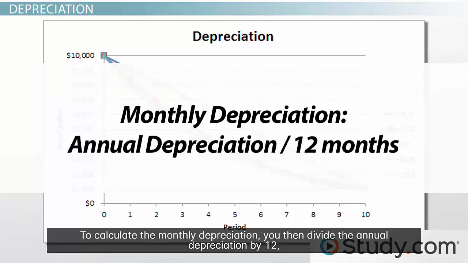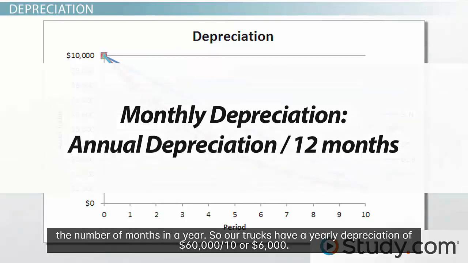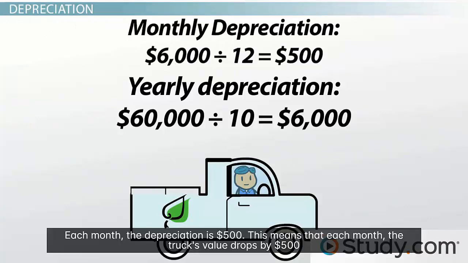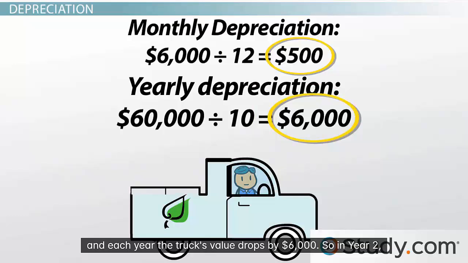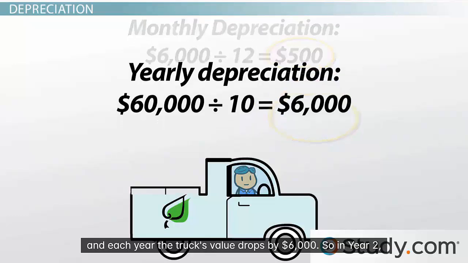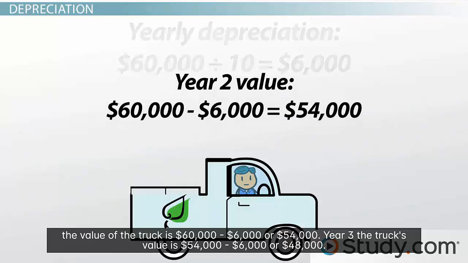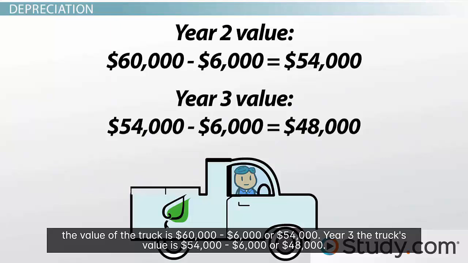To calculate the monthly depreciation, you then divide the annual depreciation by 12, the number of months in a year. So our trucks have a yearly depreciation of $60,000 divided by 10, or $6,000. Each month the depreciation is $500. This means that each month the truck's value drops by $500 and each year the truck's value drops by $6,000. So in year 2, the value of the truck is $60,000 minus $6,000, or $54,000. Year 3, the truck's value is $54,000 minus $6,000, or $48,000.